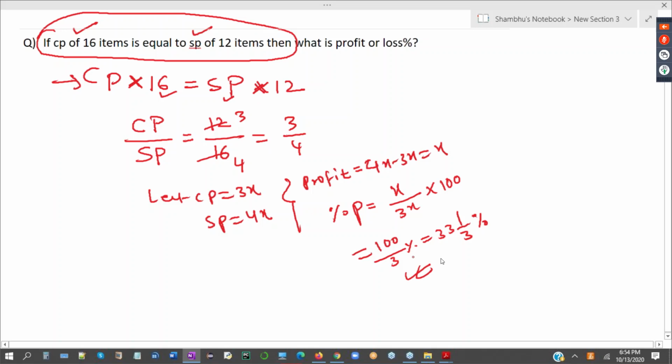Okay. Sir, how should we not find loss? If there is profit, then we'll find out profit. If there will be loss, then we will find out loss. Suzanne, if there is profit, then only profit I have to find, right? If it was loss, then we could have found loss.